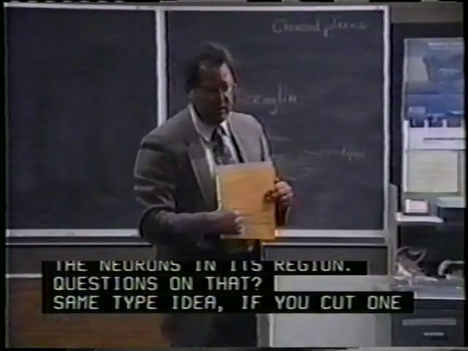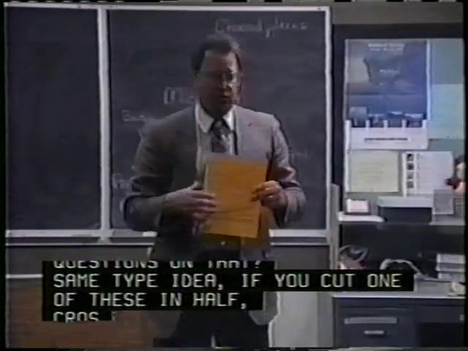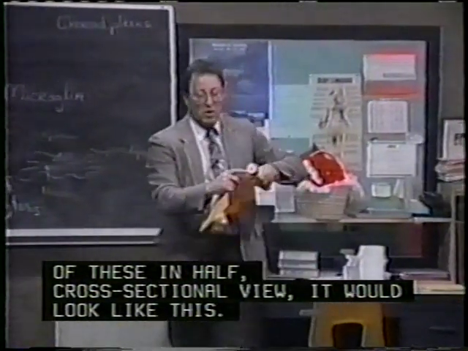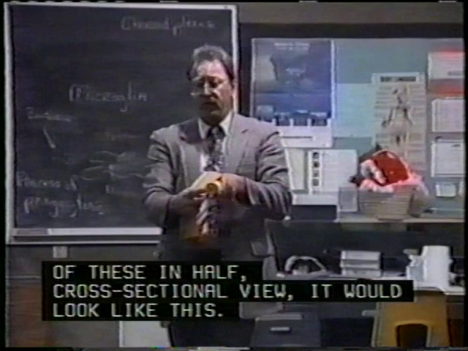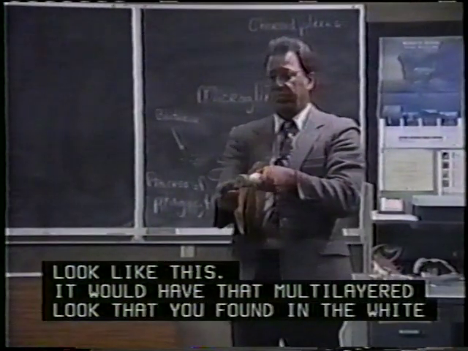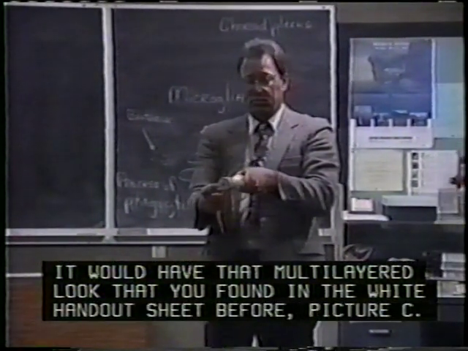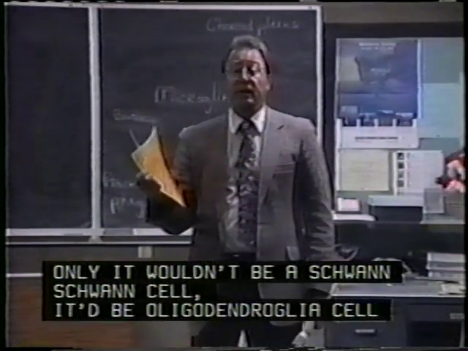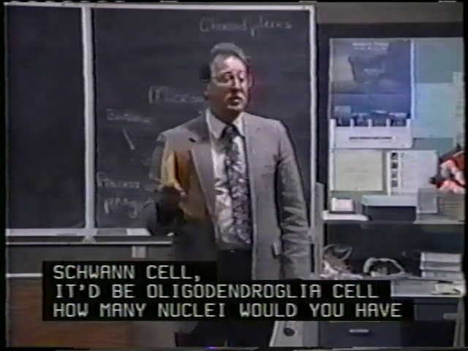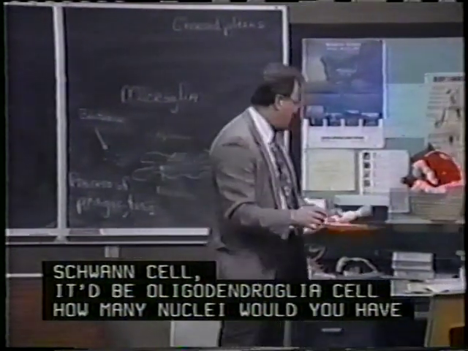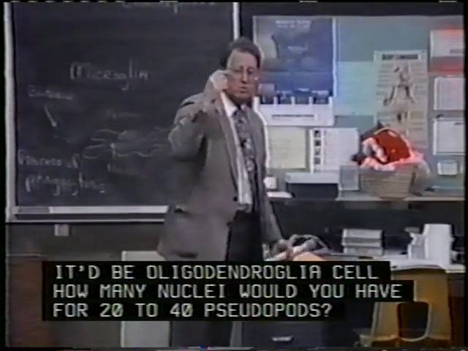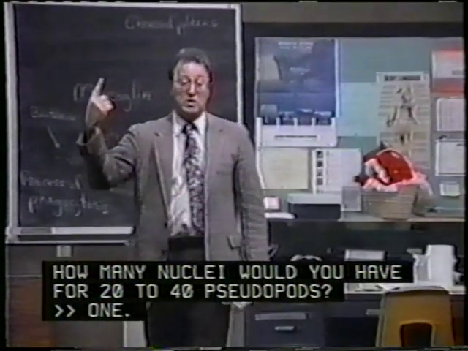If you cut one of these in half, cross-sectional view, it'd look like this. It would have that multi-layered look that you found in the white handout sheet before, picture C. Only it wouldn't be a Schwann cell, the oligodendroglial cell. How many nuclei would you have for 20 to 40 pseudopods? One. There's only one cell.